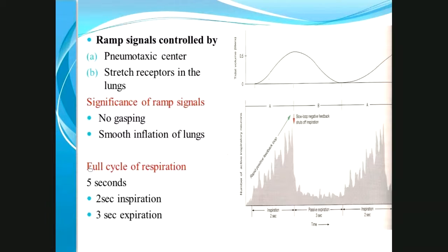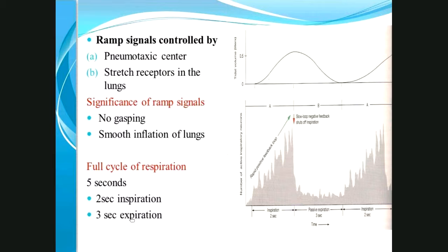So normally each cycle will take 5 seconds. That's why in 60 seconds we will have around 12 cycles. So 3 seconds for expiration and 2 seconds for inspiration. The expiration takes longer time.